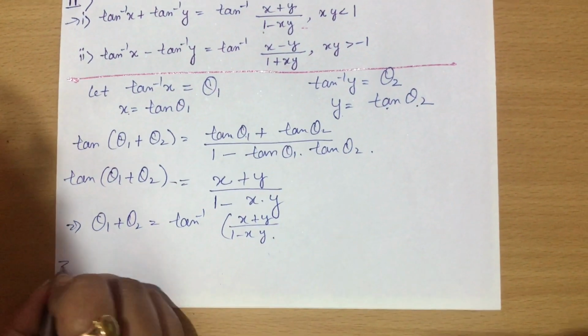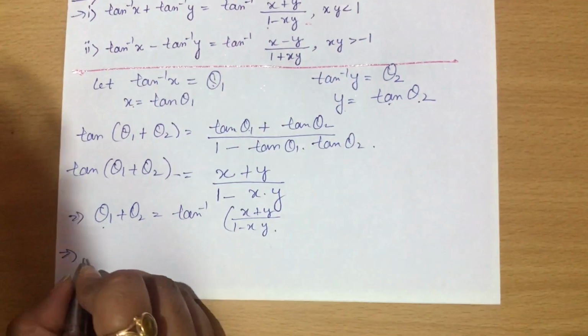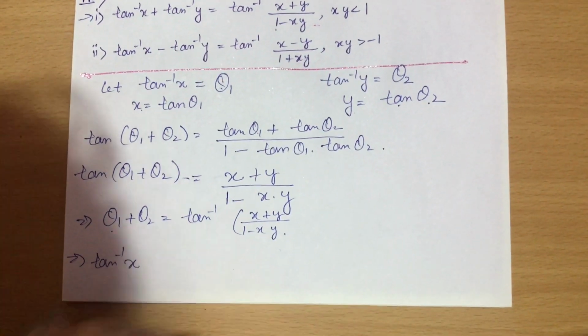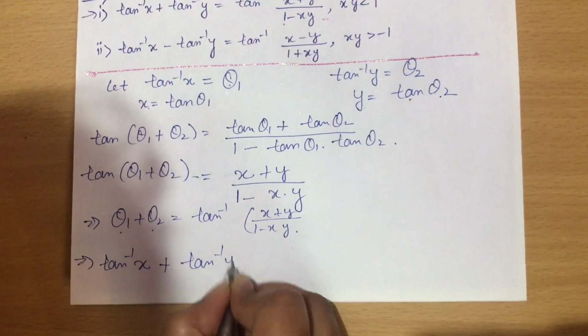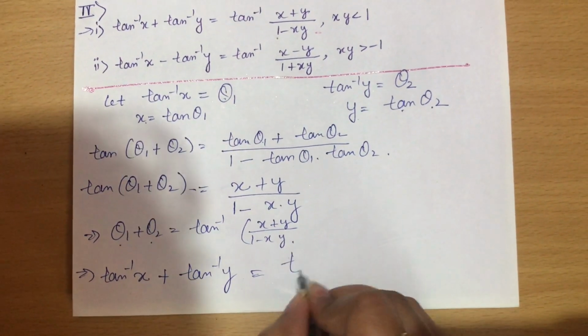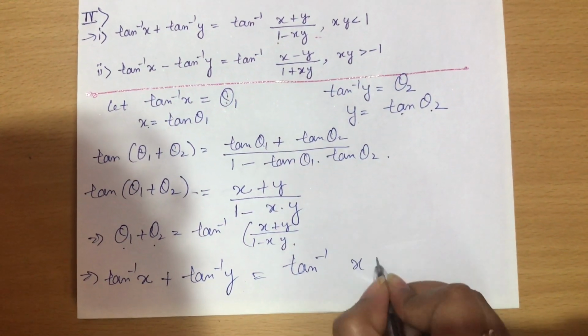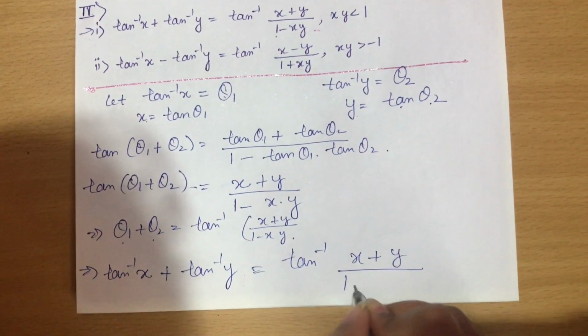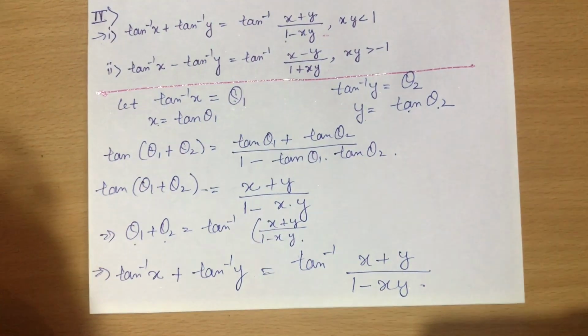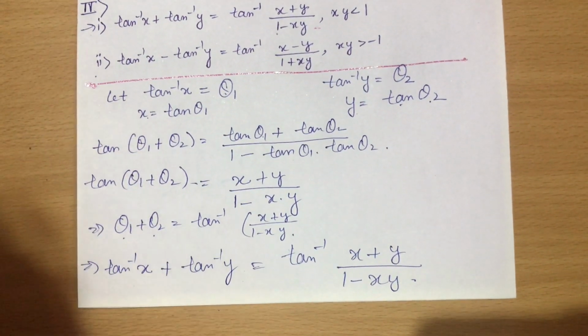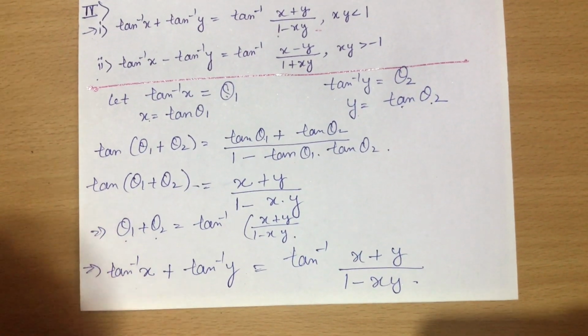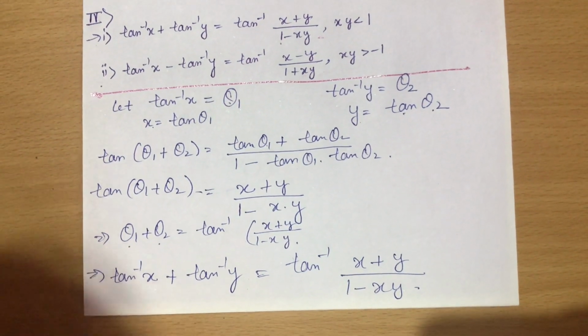Okay, right? And what is theta 1? Theta 1 is tan inverse of x, plus theta 2 is what? Tan inverse of y, right? And right hand side is equal to what? Tan inverse of (x plus y) upon (1 minus x into y). Okay, and in the next part you just have to replace the value from x to y, change the value from x to y, minus to plus and plus to minus.